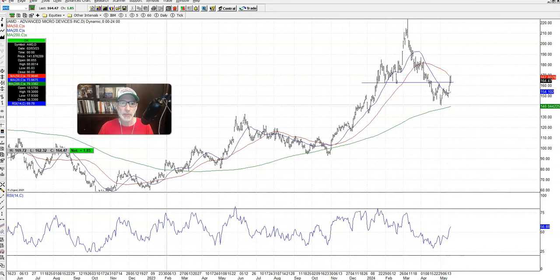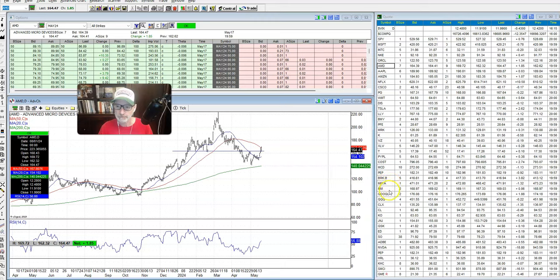The moving averages typically act as magnets. So what we really need to see for a bullish AMD position is it's got to convincingly get above the down sloping 50-day moving average and then power higher. Okay, so keep an eye on AMD if you want potential bullish action.